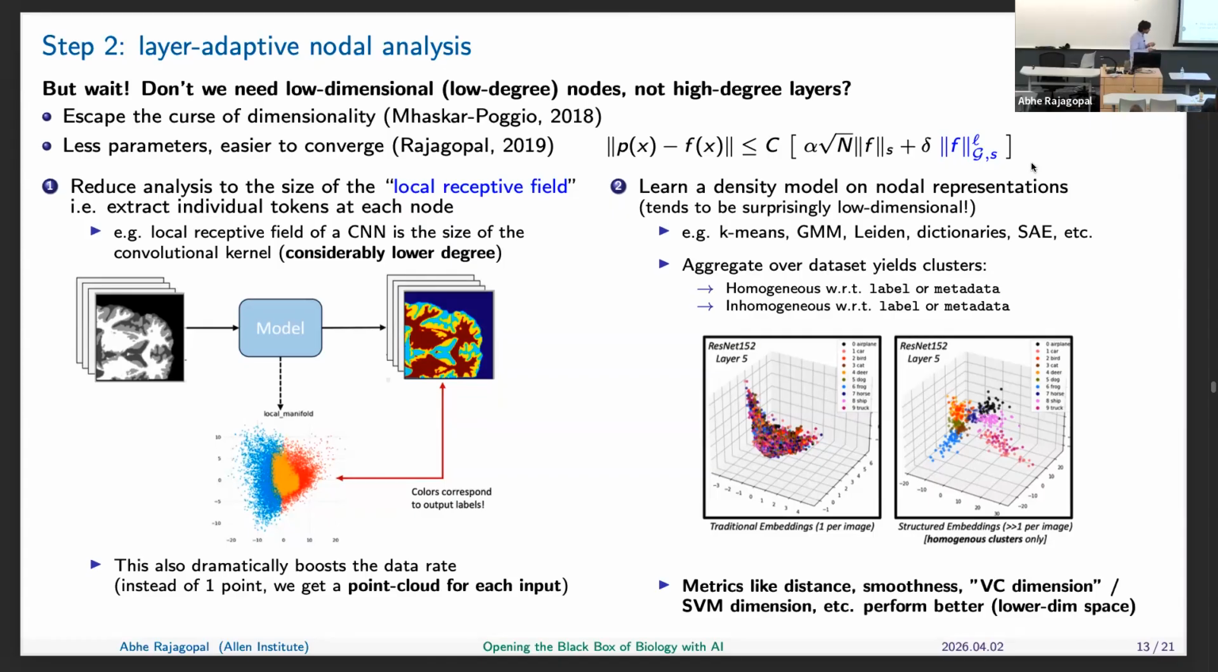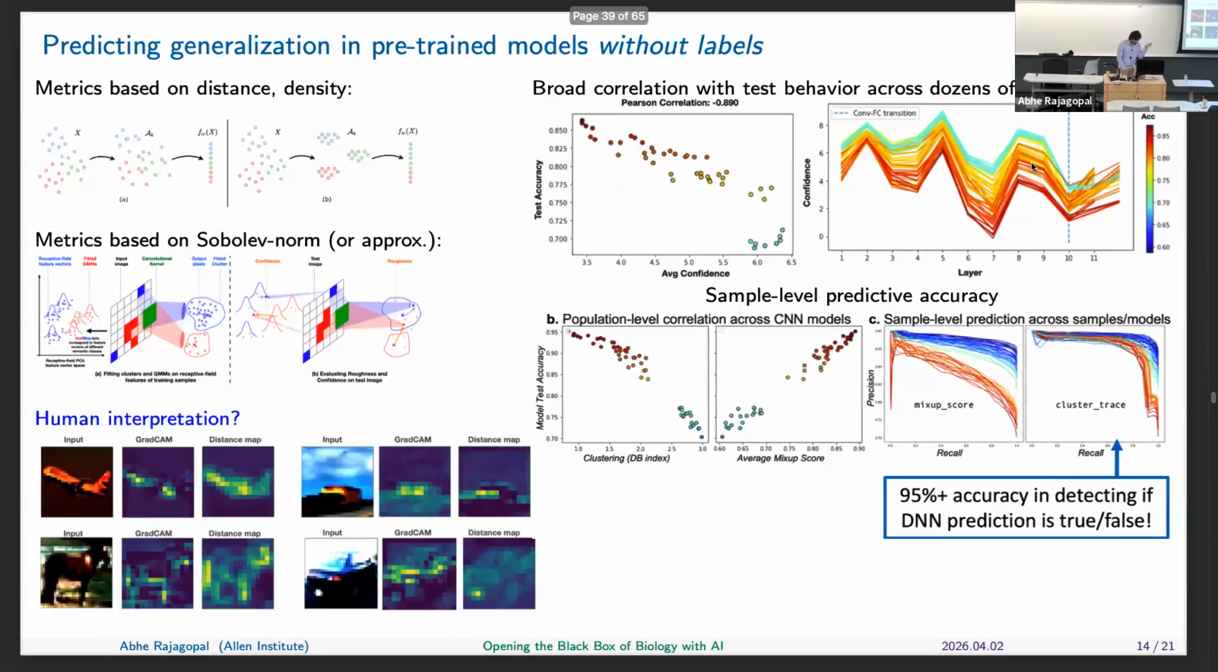But importantly, in this low dimensional space where we have good data density and we can understand things, we can define things better, like VC dimension and SVM dimension or smoothness and so on. One example of that, which I talked about last year so I won't dwell on it, is that you can define those notions of smoothness and data density using clustering and an approximation of the Sobolev norm, or the smoothness of each individual node.